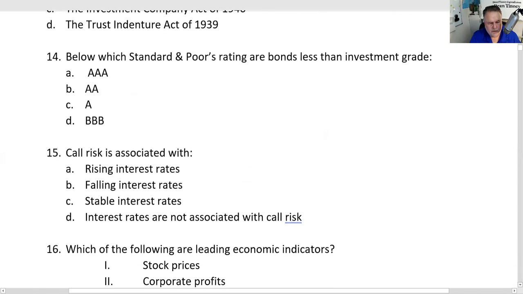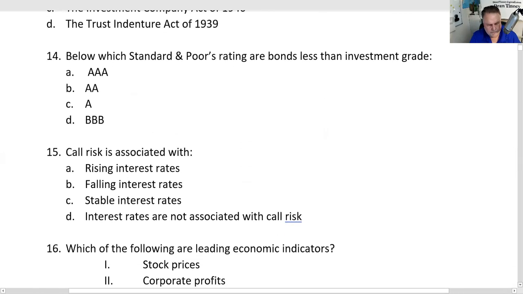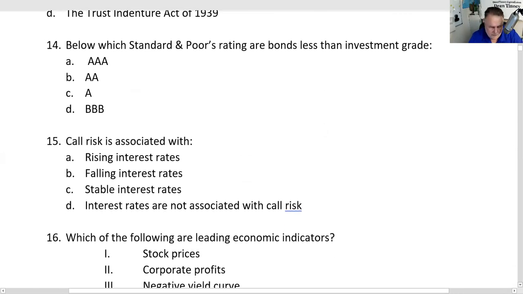Two major risks in a bond are interest rate risk and credit risk. Interest rate risk and credit risk. And so the lower the credit quality of the bond, the more likely the bond is going to default. This is very much a test issue. And so below triple B, D as in dog, below triple B, bonds are less than investment grade. In the real world, sometimes we call that junk, but one man's junk is another man's treasure. So in the test, we just say less than investment grade.